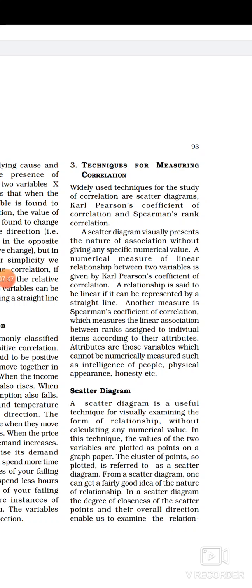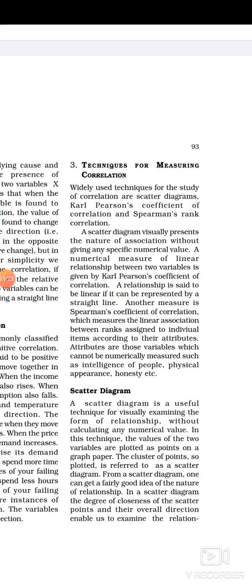Another measure is Spearman's coefficient of correlation, which measures the linear association between ranks assigned to individual items according to their attributes. Attributes are those variables which cannot be numerically measured, such as intelligence of people, physical appearance, honesty, etc. Now, firstly, we learn about scatter diagram.